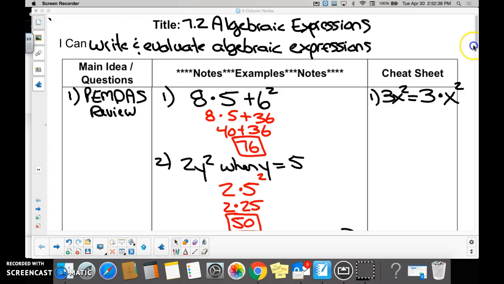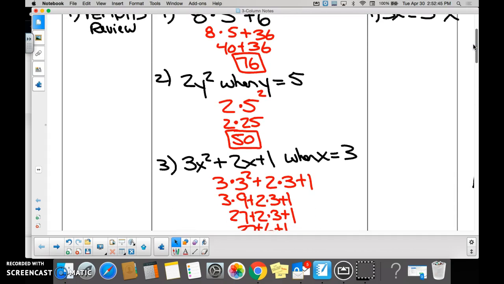Number one, this has nothing to do with algebraic expressions. Well, a little bit, but not a lot. This is a quick PEMDAS review. This one tripped us up a little bit. 2y squared means 2 times whatever y is, right? Yes. Okay, good. And then 3x squared, you guys got a little bit better at it as you went on, as we practiced it.